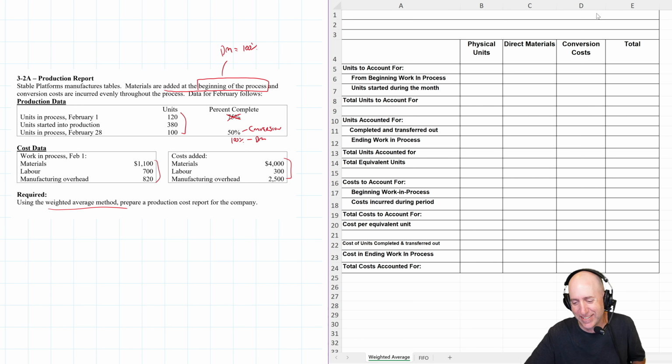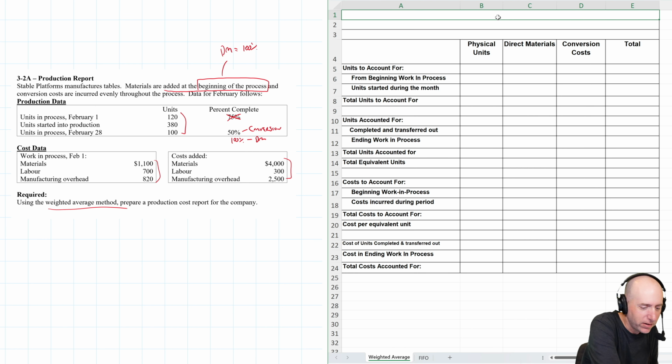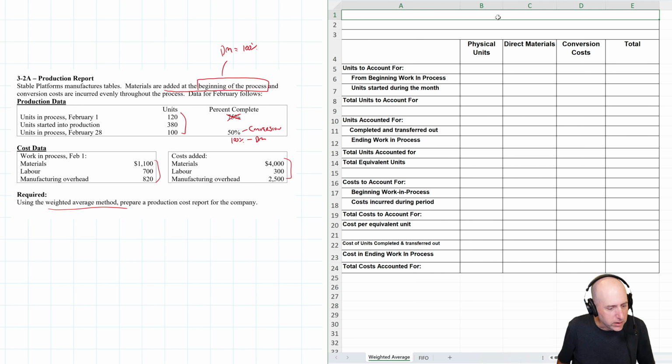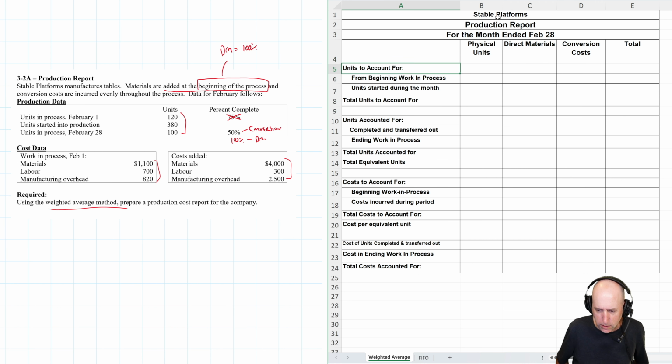Let's solve this thing. Let's start with a title. Our title is the name of the company, Stable Platforms. Then the name of the financials. This is a production cost report. I just call it a production report. Generally speaking, we're going to want to give a department, but this question doesn't give us one, so we'll just call it a production report. And this is for the month ended Feb 28.